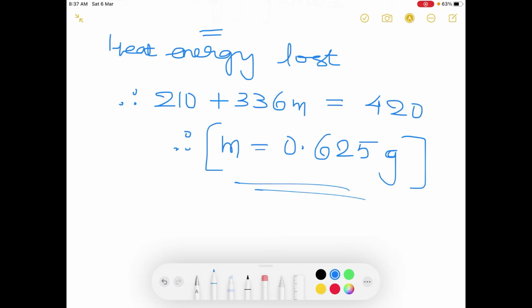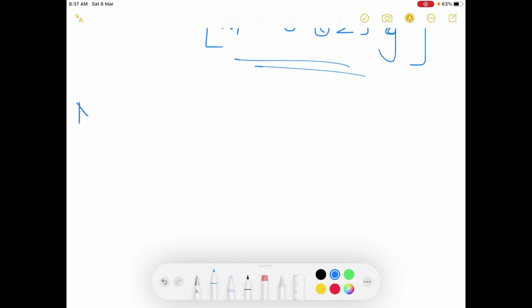Moving on to the next question, question number 7. A piece of ice of mass 40 gram is added to 200 gram of water at 50 degrees Celsius. Calculate the final temperature of water when all the ice has melted. In the question they have told you that all the ice is melted. Mass of ice is 40 gram and the water is 200 gram. Final temperature we want to calculate. Assume the final temperature to be T degree Celsius.